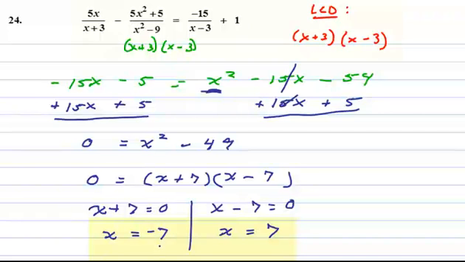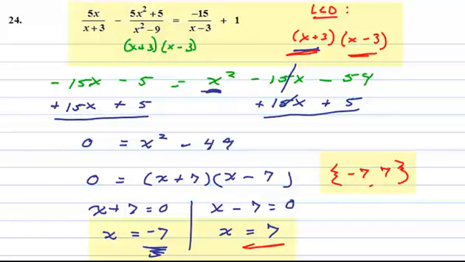Now, we need to check our solutions. So I'm going to take negative 7, and I could put it in each denominator of the original equation. I could just go to the LCD. Will negative 7 make this factor equal to 0? No. What about this factor? No. In fact, negative 3 would make this first factor equal 0, and positive 3 would make the second factor equal to 0. So when I go to check 7, well, that's not going to make either denominator equal to 0 either. So our solution set is negative 7 and 7. And we are done.